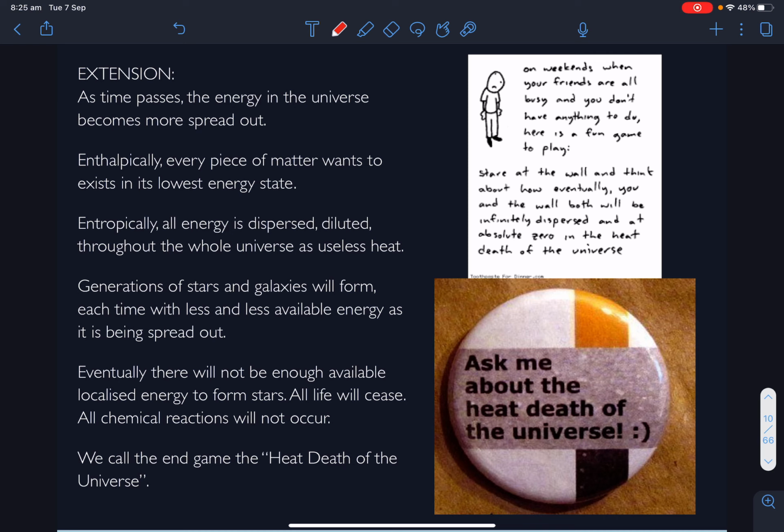Okay? Eventually, we're going to get to a universe where all matter is dispersed, and each little bit of matter has a little bit of energy, but not enough energy to do stuff, not enough energy to react or physically change. Nothing will happen, all life will cease, all chemical reactions will not occur. And we have a special name for that. It's called the heat death of the universe. And it's very cheery in some ways. I'm being a little bit sarcastic, but yeah, I think it's beautiful in its own way.